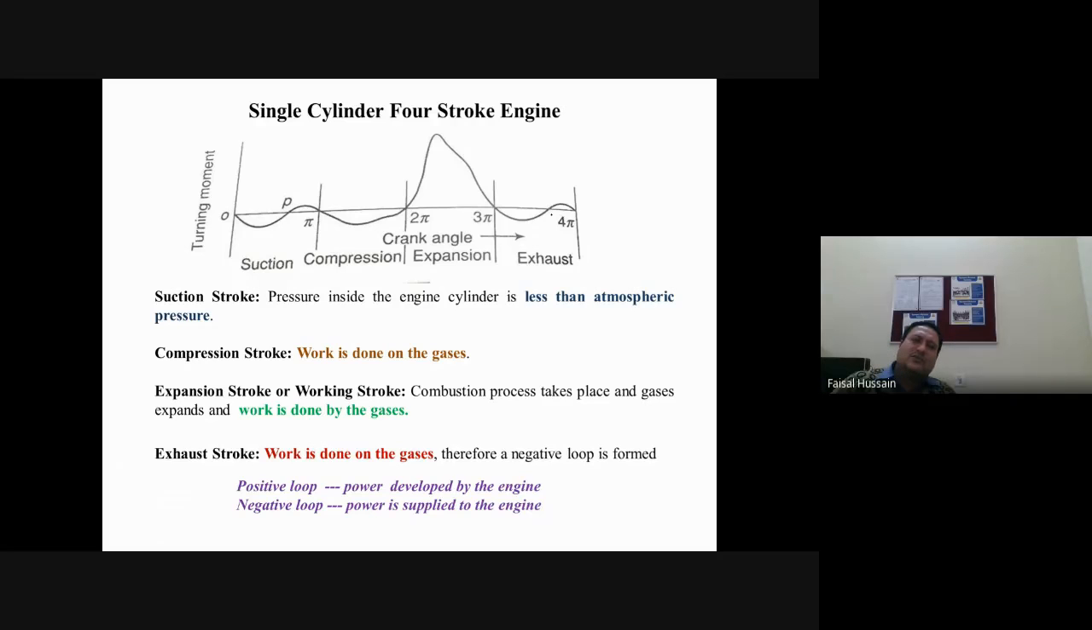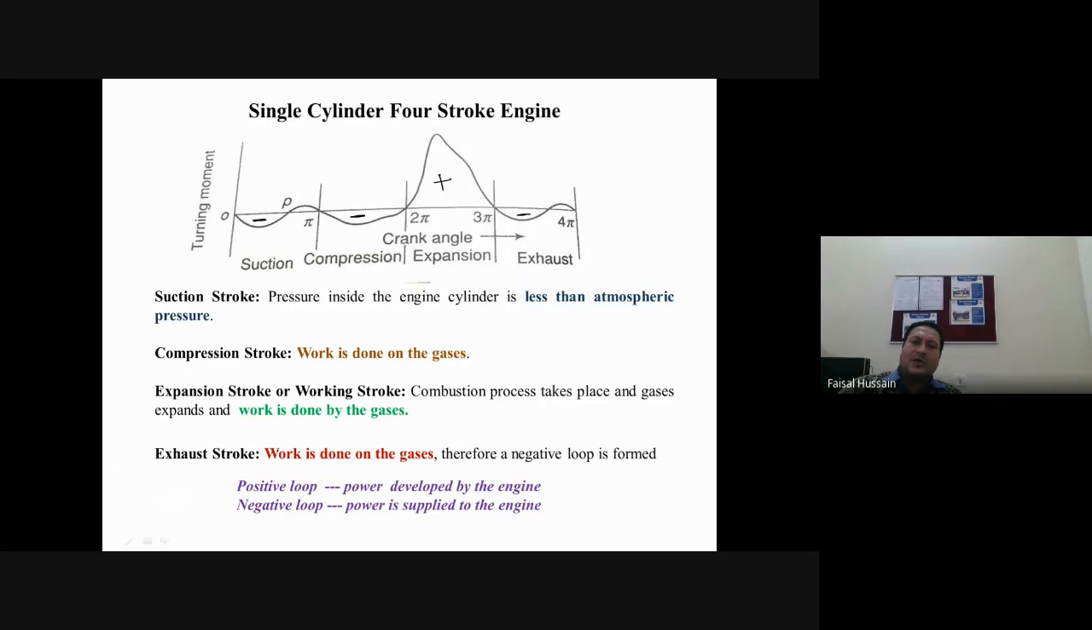So now what happens during the suction stroke? The pressure inside the engine cylinder is less than the atmospheric pressure, and as a result there is a negative loop which is formed. Negative loop means what? For example, this is the negative loop. Below this mean torque line it is a negative loop, and above this mean torque line it is a positive loop. So generally during the suction stroke, a negative loop is formed. Negative loop means power is supplied to the engine.